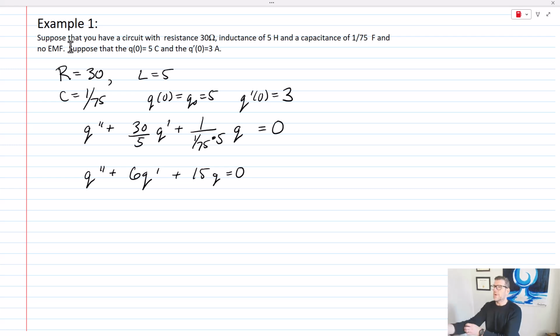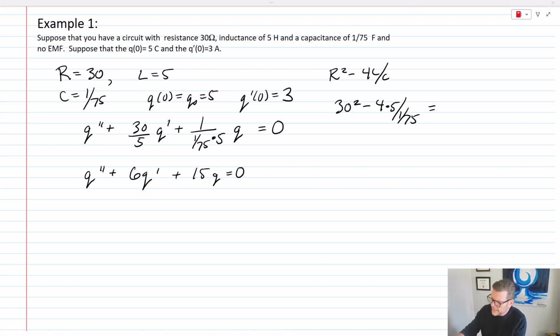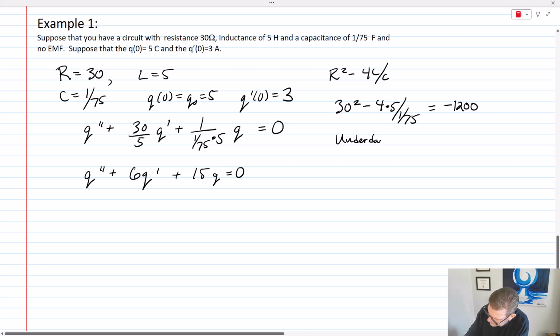Now, if we want to figure out our damping without actually solving this differential equation yet, we can. Remember that R squared minus 4L over C is going to be our discriminant. So that's going to be 30 squared minus 4 times 5 divided by 1/75, and that ends up equaling negative 1200. Because it's negative, it tells me that this system is underdamped. So we've got an underdamped system.